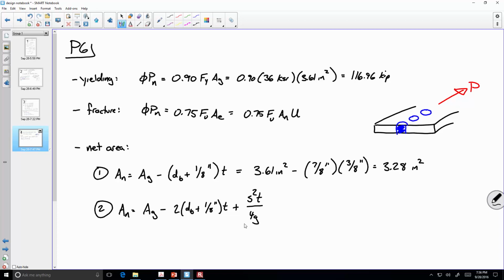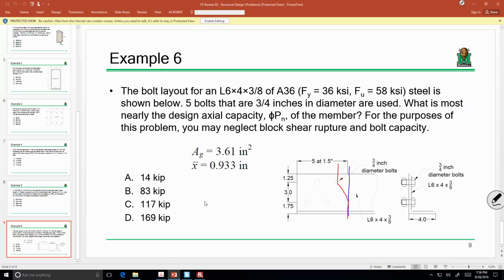Now, so everybody's aware, the g is how far apart the bolts are spaced this way. You know, you're yanking on it like that. So g is going to be 3 inches. The s is how far apart they're spaced this way along a diagonal path, and that is 1.5. All right? Does everybody see that?